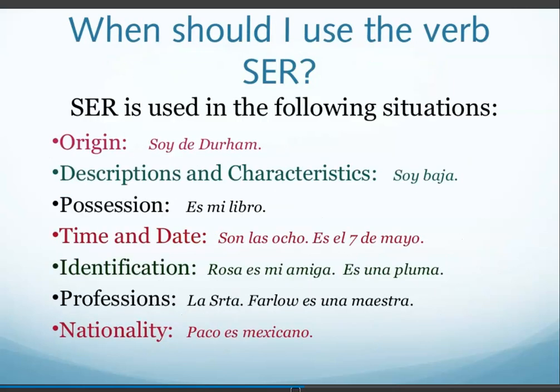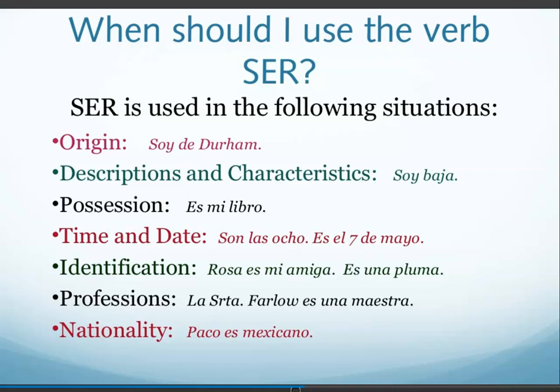When should I use the verb ser? Ser is used in the following situations. Origin, soy de Durham. Descriptions and characteristics, soy baja, I am short. Possession, es mi libro. Time and date, son las 8, es el 7 de mayo. Identification, Rosa es mi amiga, es una pluma. Rosa is my friend, it is a pen.